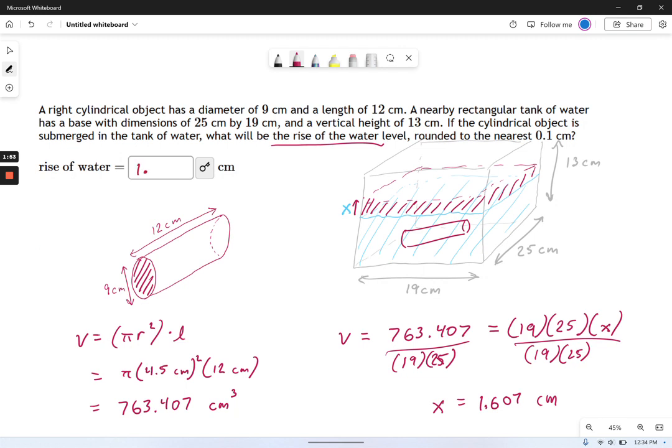So this will work anytime you're putting an object into a tank. I think the only restriction would be if the object doesn't fit. Otherwise, you're good to go.